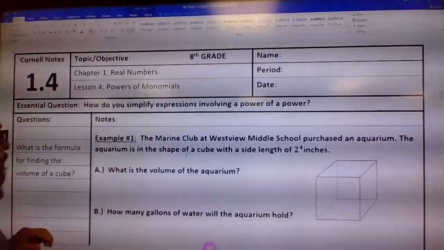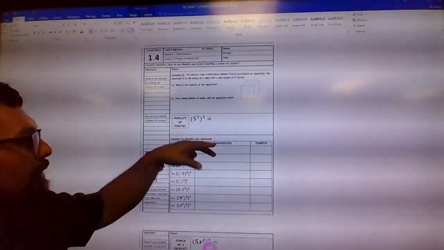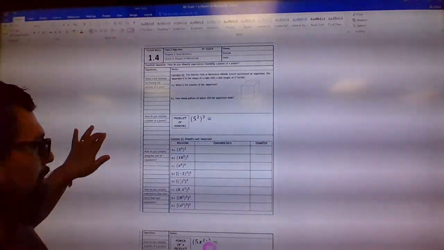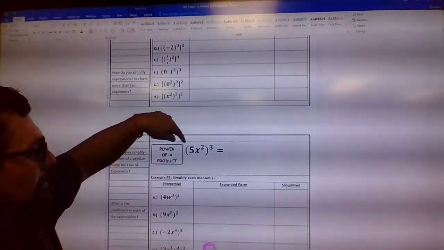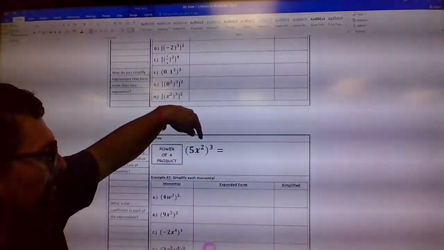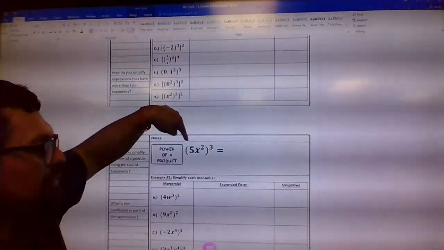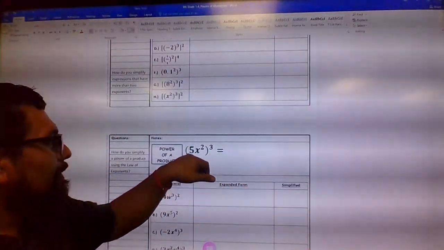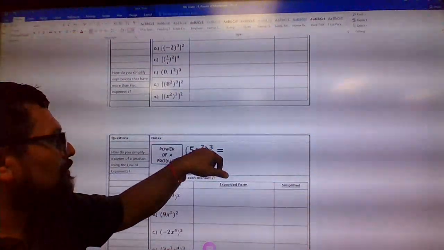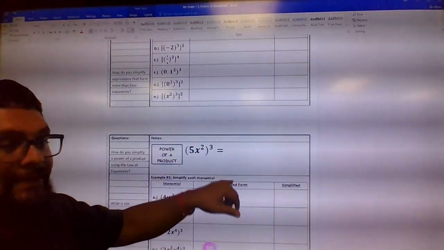So 1.4 we just finished, so I'm not going to go over too much of it. You just got to remember here, when you have a power of a power, you multiply the exponents. And when you have more than one base, where one is to the power of 1, this is to the power of 2, and they're all to the power of 3, make sure you also increase this one. Some of you are forgetting that you're only doing this one. So some of you are saying this is 5x to the 6th because 2 times 3 is 6. No, don't forget that there's a 1 right here. So it's 5 to the 3rd, x to the 6th.